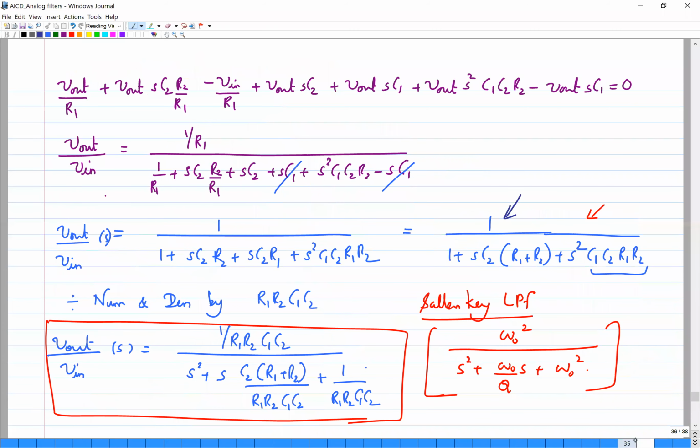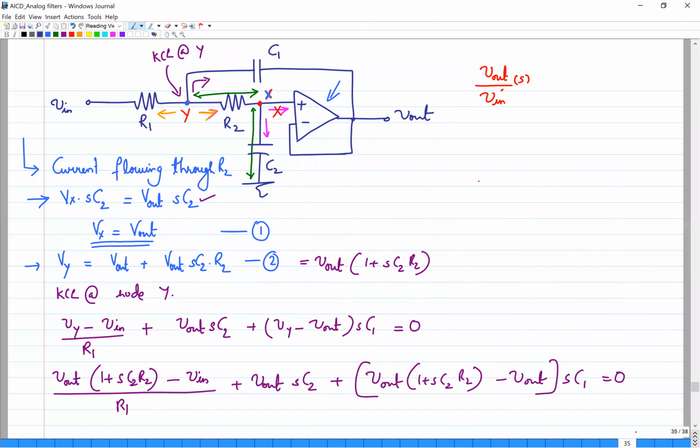How does this circuit work as a low pass filter? When I say low pass filter, at low frequency, say at omega equal to 0, what happens?